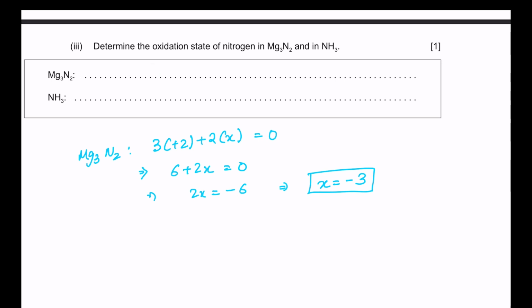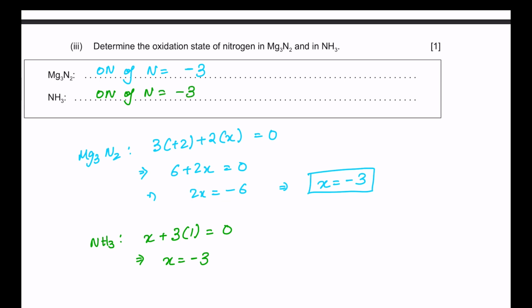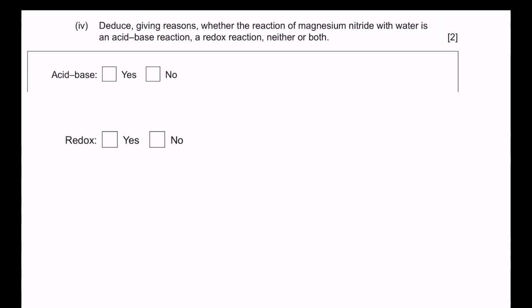Right? Or I would just write, oxidation number of nitrogen equals -3. Now if we do the same thing for NH3, let's assume that the oxidation number of nitrogen is X, and the oxidation number of hydrogen is always +1 when it's bonded to a nonmetal. This will be equal to 0. So if I simplify, X will be equal to -3. So also in NH3, the oxidation number of nitrogen will be equal to -3. So that is the answer to this part. In both the compounds, nitrogen will have an oxidation state of -3. Moving on to the next part.